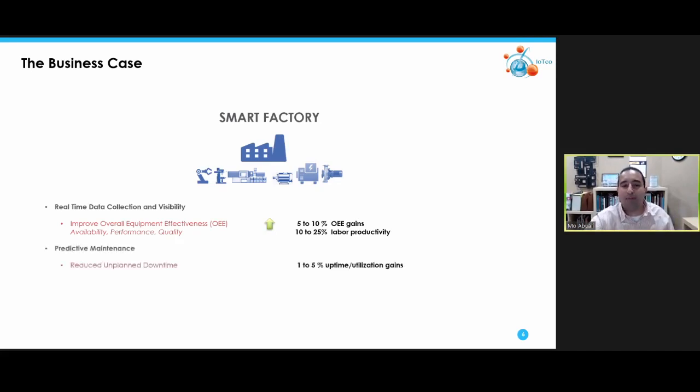And then when we talk about predictive maintenance in itself, the idea of moving from a reactive mode of doing something to a predictive and preventive mode of doing something allows you not only to improve your uptime, but to sustain high levels of uptime.